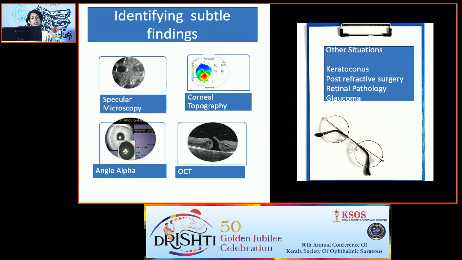In certain situations, it may be necessary to do specific tests such as specular microscopy to understand whether the patient has any guttae, and a corneal topography to identify whether the patient has any subtle keratoconus or an increase in the aberrations. Also, in certain situations, it may be necessary to understand whether the patient has a high angle alpha, and to do an OCT to pick up any subtle macular pathology.